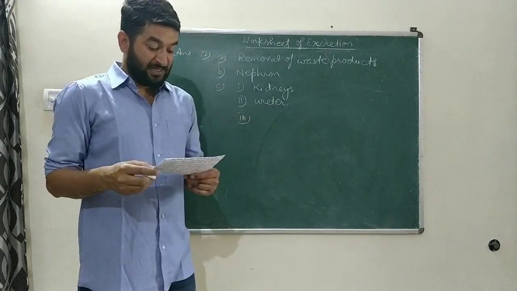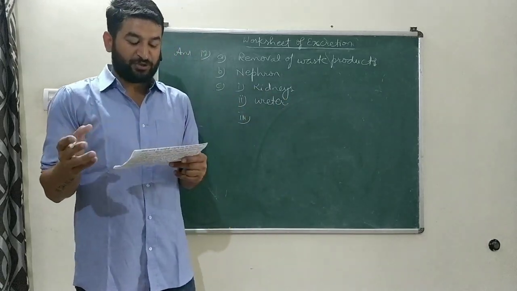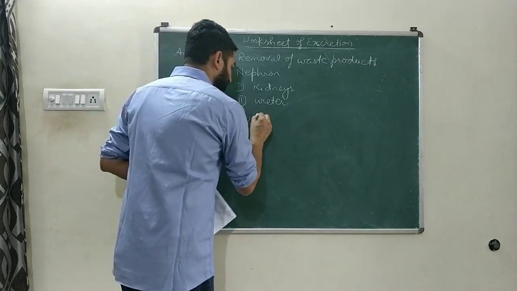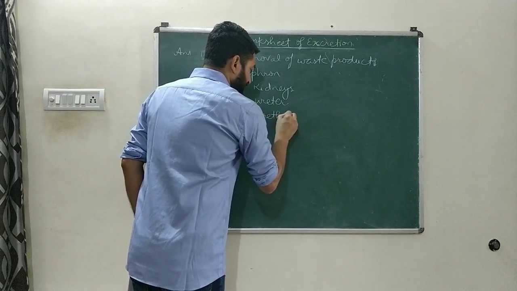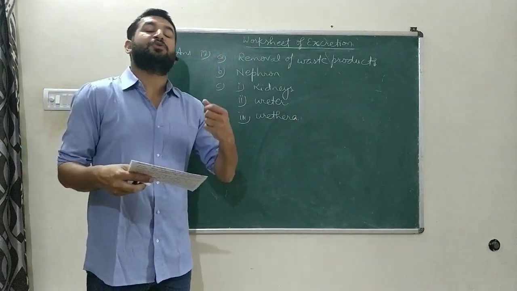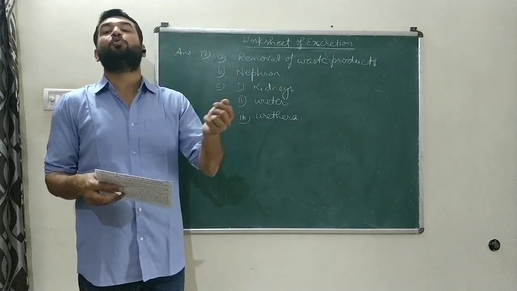Third part, stores urine until it is passed out. The urine which is stored is passed out, and that is urethra. So from the urethra, our body will excrete the urine.